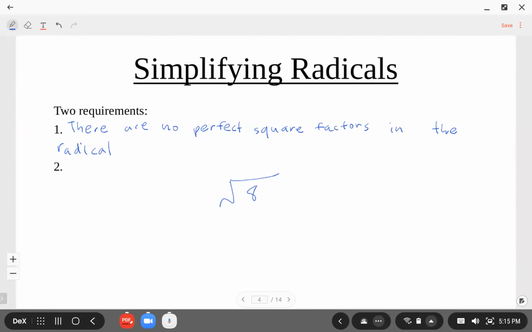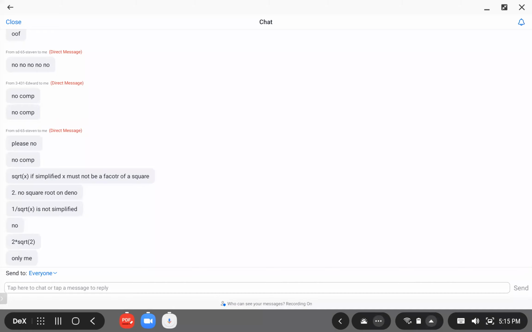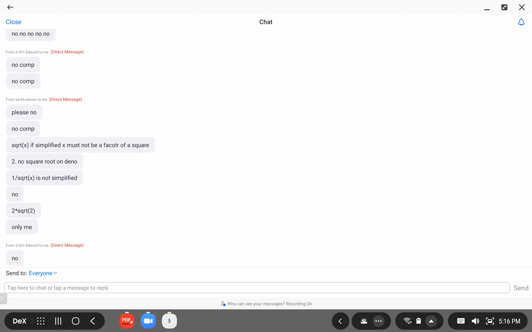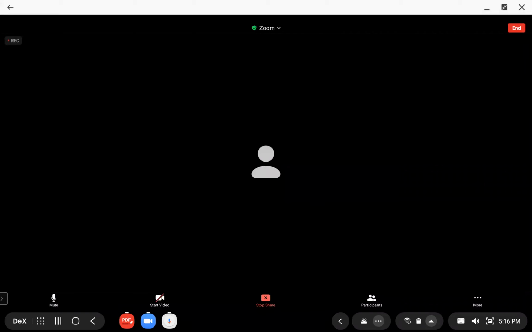Okay, is this simplified? Let's see. Only Stephen and me. Not even Edward. Okay, 2 times the square root of 2. It is not simplified. And Edward says not simplified.